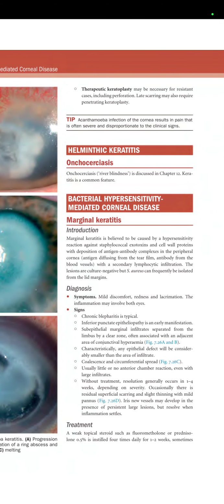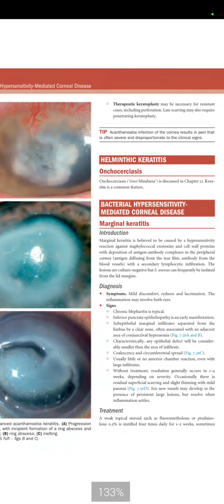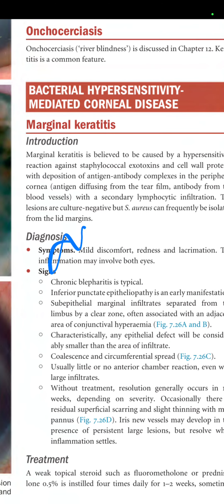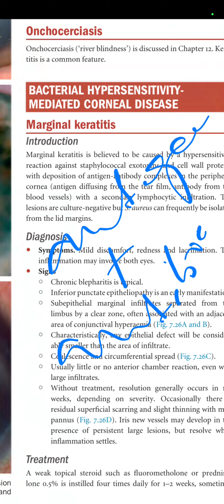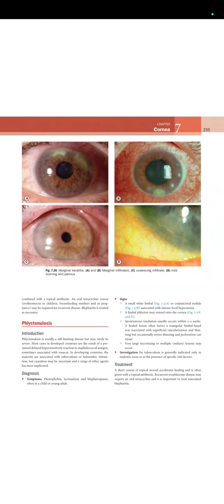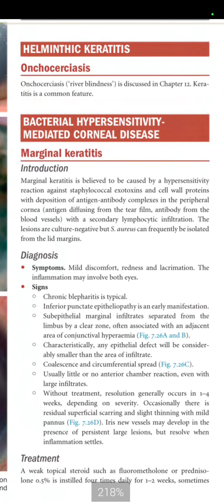So in this part, we are going to discuss bacterial hypersensitivity mediated corneal disease. Basically, it is an antigen-antibody interaction, antigen plus antibody. This is an immune mediated response, and when it causes corneal disease, it causes bacterial hypersensitivity mediated corneal disease. So we include marginal keratitis and phlyctenulosis in this series.